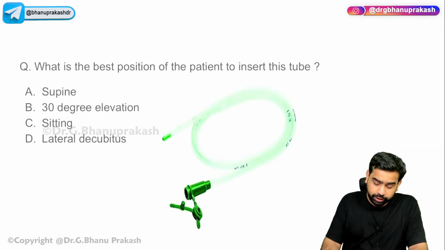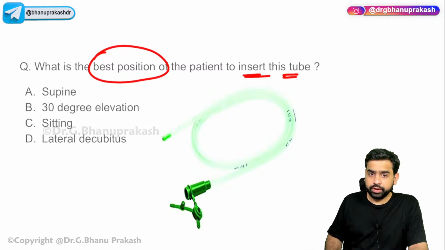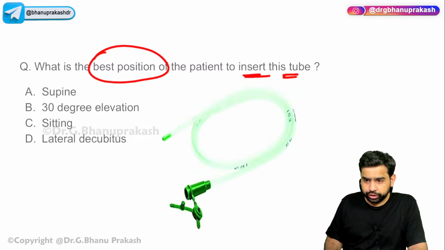Now this is a repeat question from your AIIMS, which was asked a couple of years back. What is the best position for the patients to insert this particular tube? Okay, so what is this? This is your nasogastric tube, right? What is the best position in which you can insert this particular nasogastric tube? Can you please help me with this?